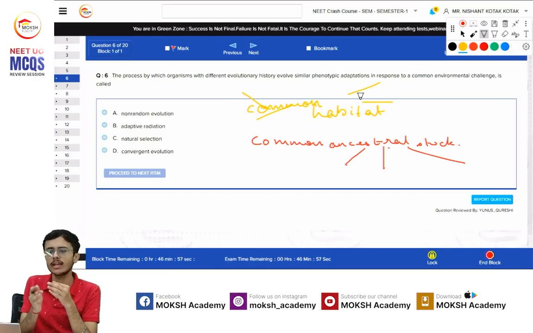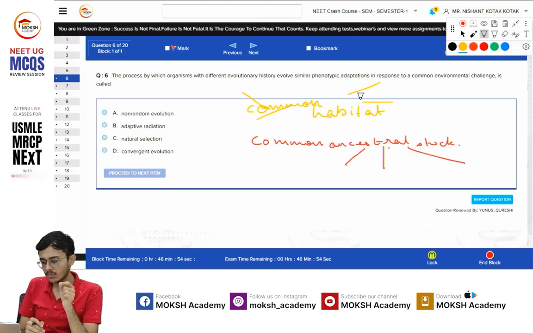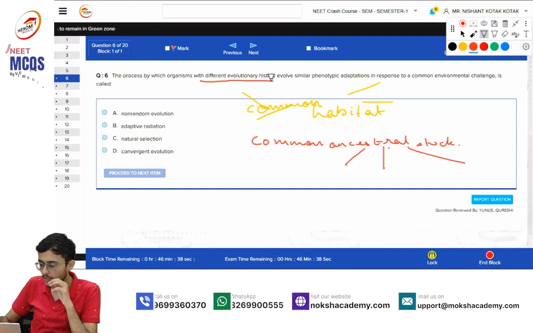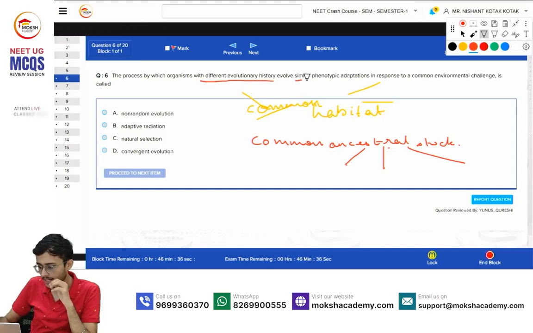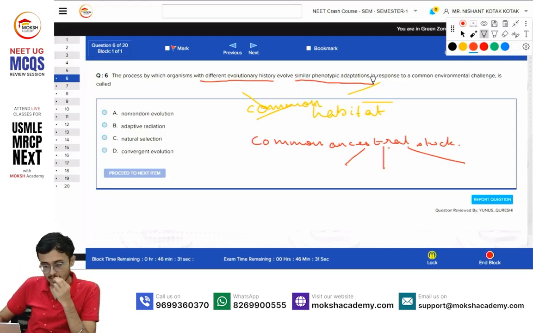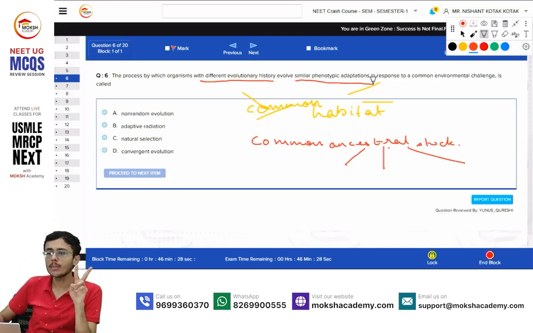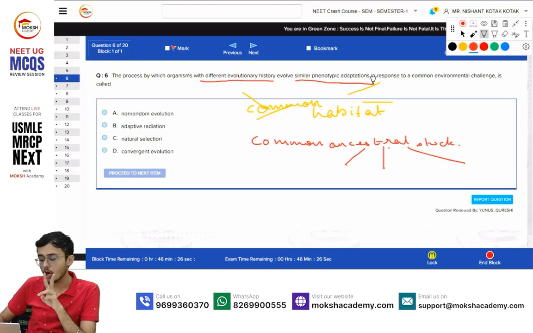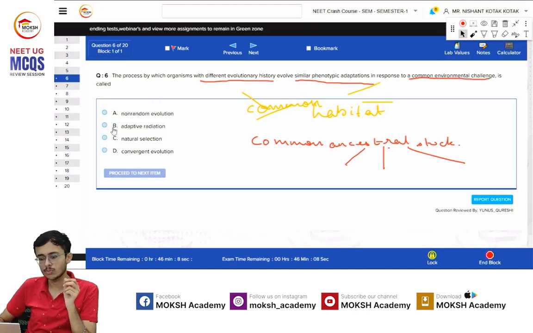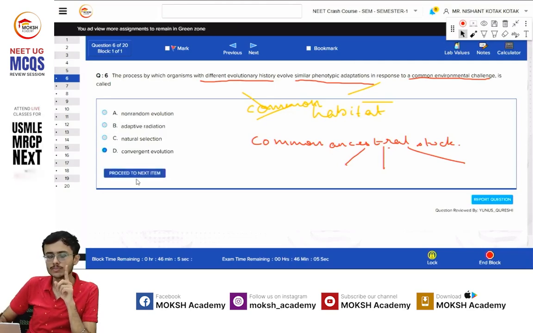Let's apply this trick and let's see this. The process by which organisms with different evolutionary history evolve similar phenotypic adaptations. What do we see? Different evolutionary history. What is to be remembered? It is different evolutionary history, but similar phenotypic adaptation. Their organs have adapted themselves to have similar features. In this case, different ancestral stock but common habitat, in response to a common environmental challenge. Right? This is a common habitat. The answer to this would be convergent evolution.